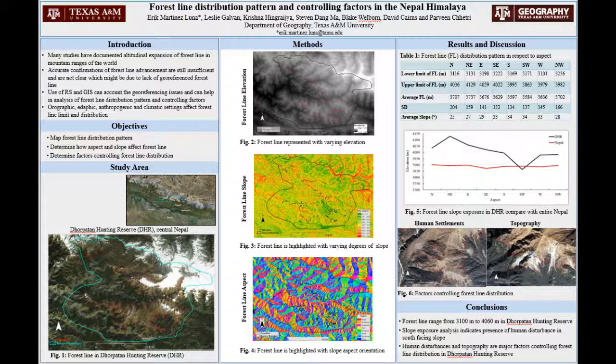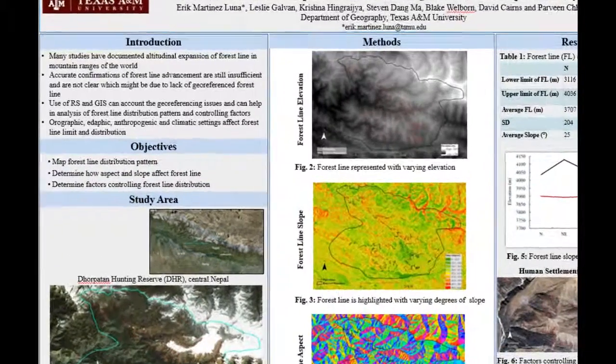My team is led by project leader and PhD candidate Parveen Chetri and department head and professor David Cairns. Other members include Eric Martinez Luna, he's our team leader, Leslie Galvin, Krishna Hingraja, Blake Wellborn, and myself. We are researching the forest line distribution pattern and controlling factors in the Nepal Himalayas.